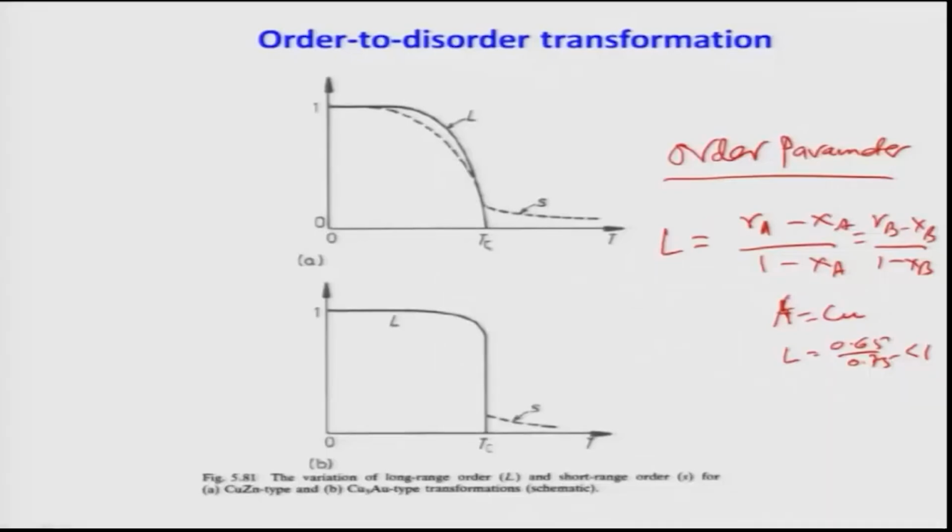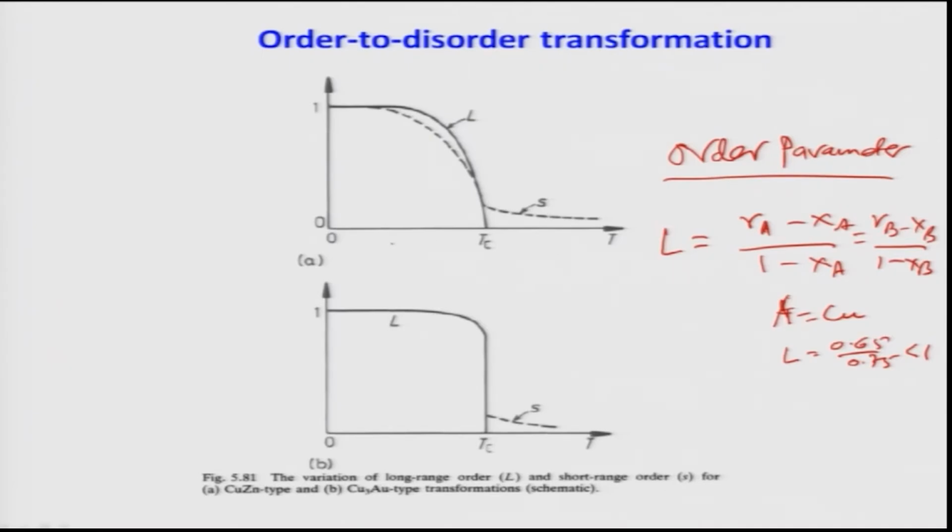Now, below that the order parameter is more than 0. Above that the order parameter is 0, because above that it is a completely disordered structure. So, therefore, L is 0. Why? Because Ra and Xa will be the same value. So, therefore, it becomes 0. So, the long range order parameter L becomes 0. But below Tc, L has a finite value more than 0.